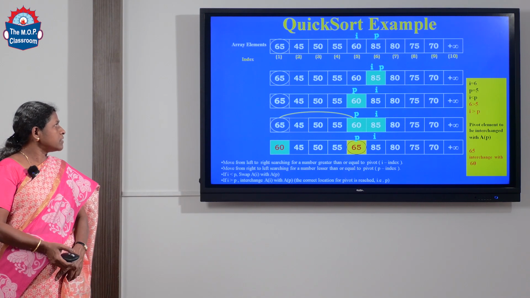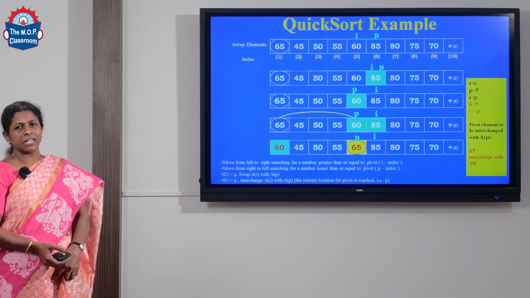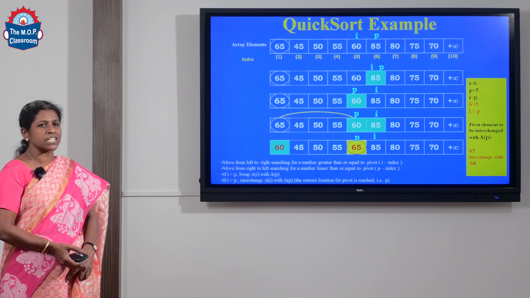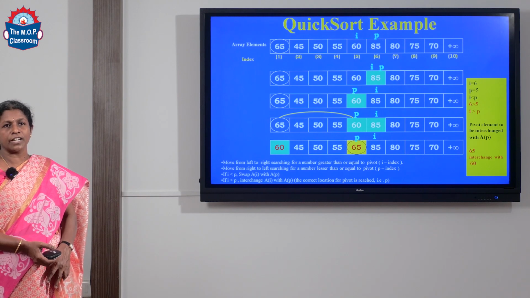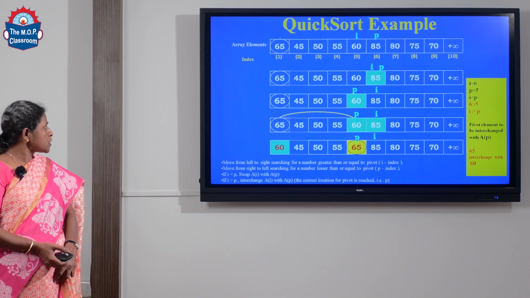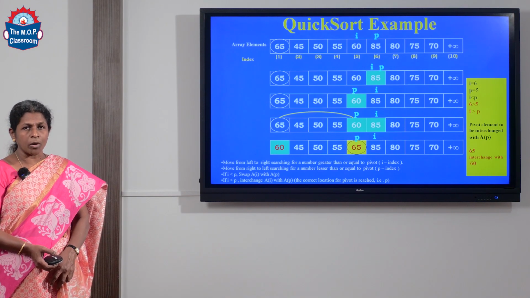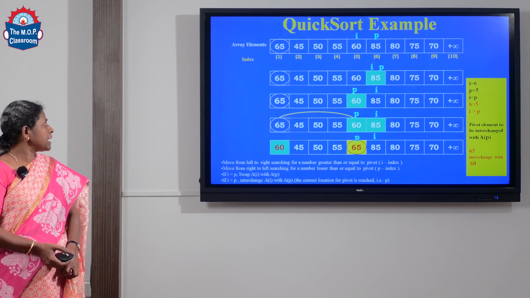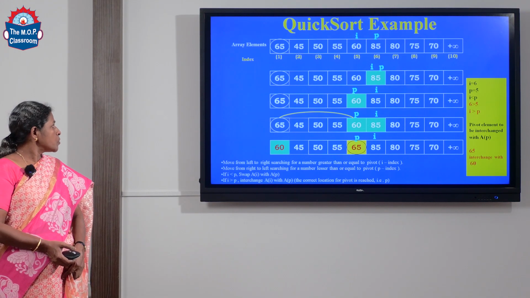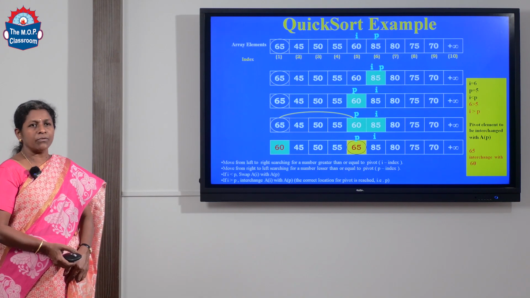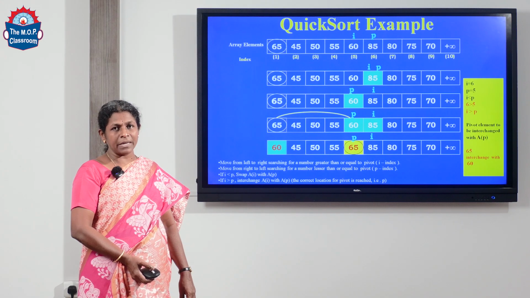Now, we will proceed in the same way. I am going to scan from left to right searching for a number which is greater than 65. If you see here, 85 is greater than 65. What is the position of 85? It is 6. So, stop there. Once again, do the scanning from right to left searching for a number less than 65. If you see here, 60 is less than 65. So, stop there. That is going to be P. The position of 60 is 5, so P will hold 5. The position of 85 is 6, so I will hold 6.